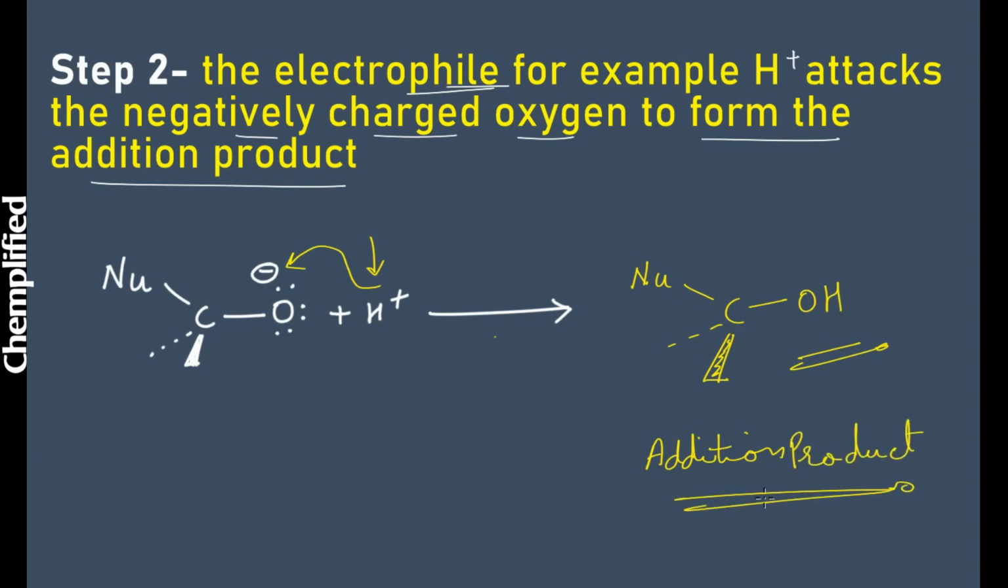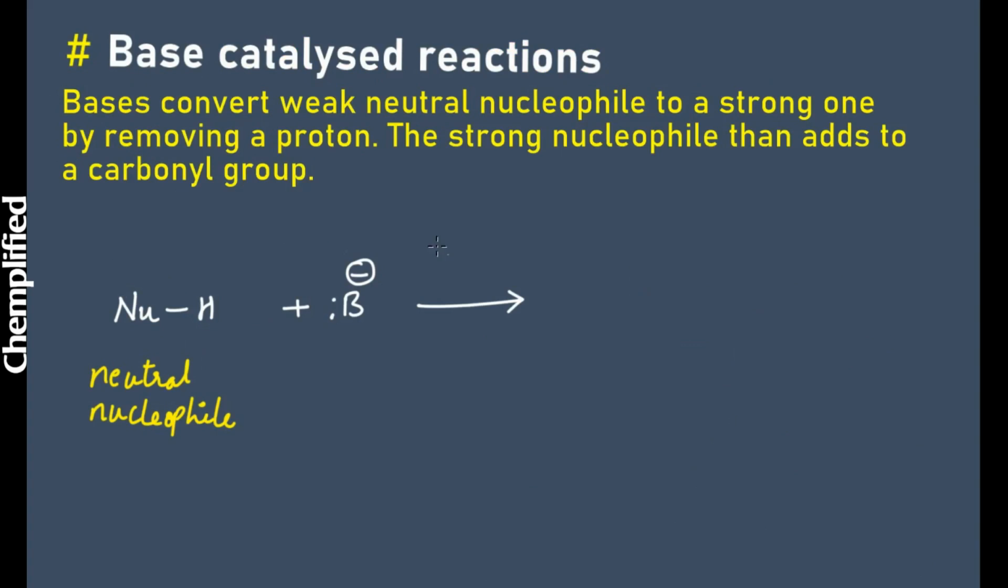This is your addition product. Now, in nucleophilic addition reactions, you can use two different types of catalyst. The first one is base, the other one is acid. So there are two different types of reaction in this particular category. First one is base catalyzed reactions.